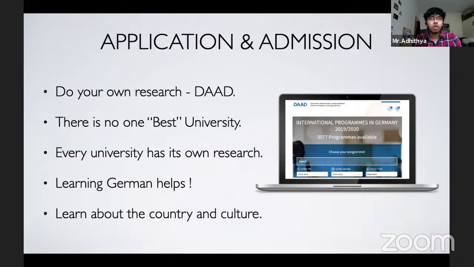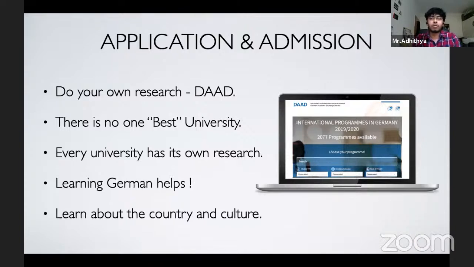Sometimes most of my friends ask me which is the best university in Germany to do masters. I always hear this, and I always see this in other admission groups also. Personally, I would say there is no one best university, because each university focuses on their own research in that particular field. So you cannot actually compare universities saying, oh, this is the best one, this is not that good.